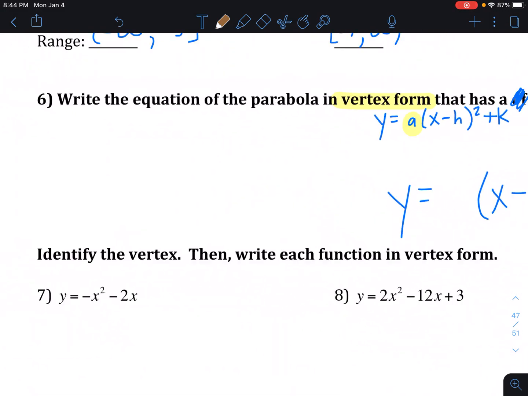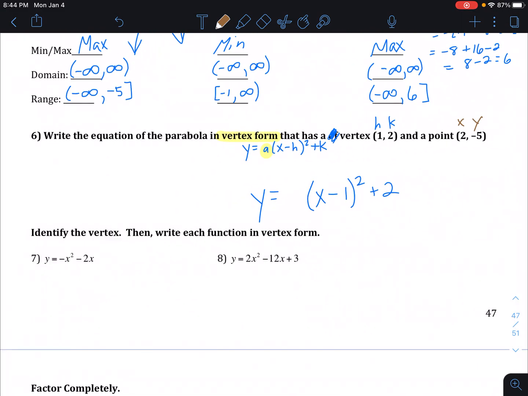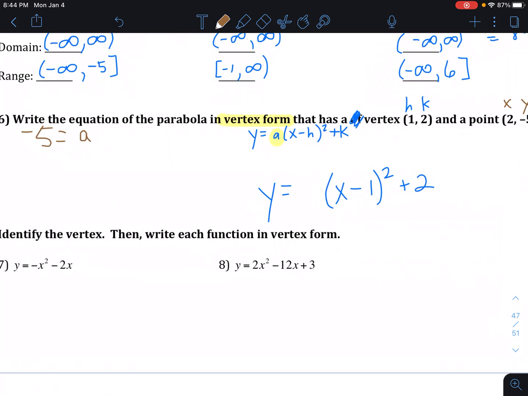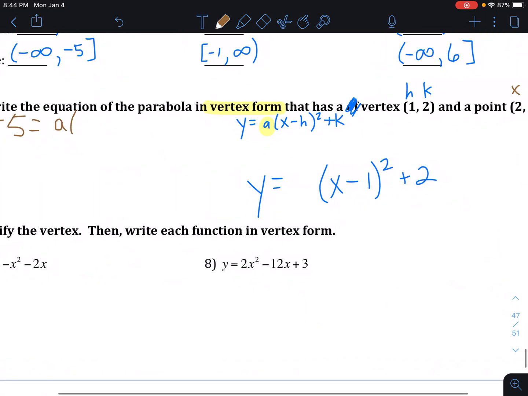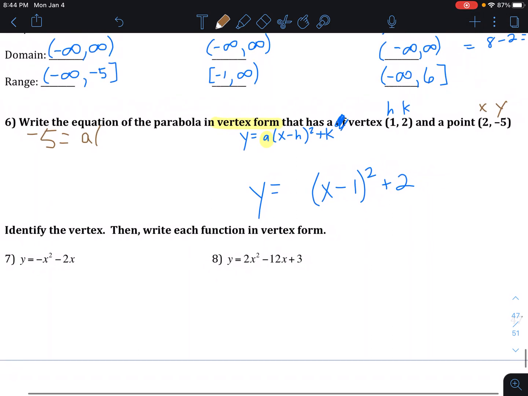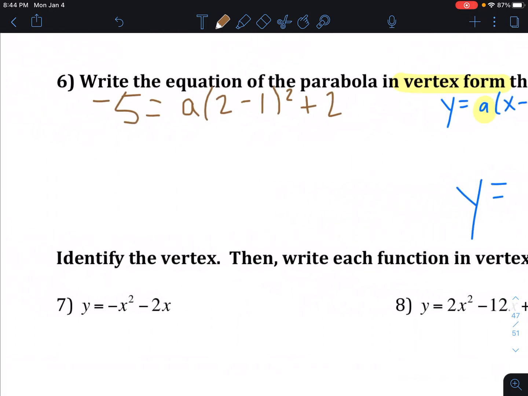So I'm looking at the formula. Y is the -5 equals a. We don't know. That's what we're solving for. And then parentheses, x is 2 minus h, 1. Close parentheses squared, and then plus k would be plus 2. And now we have an equation that we can now solve for a.